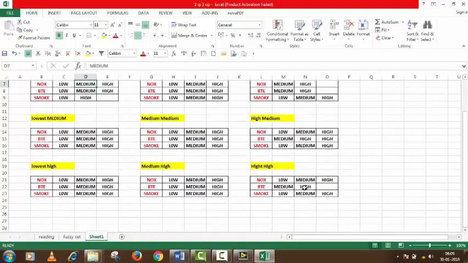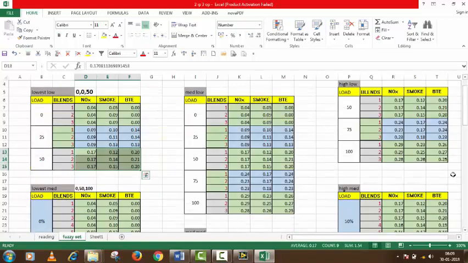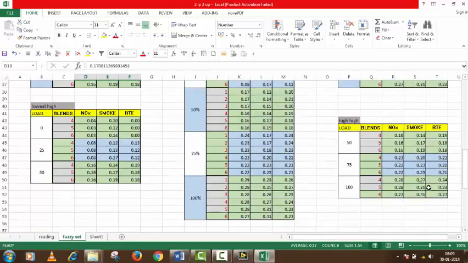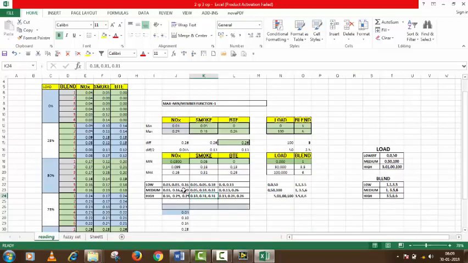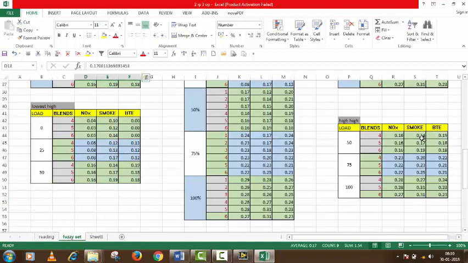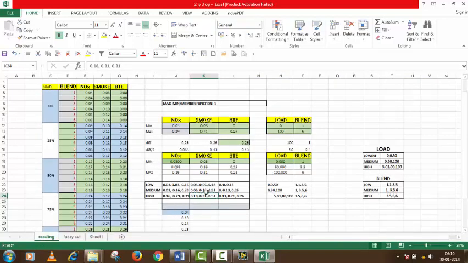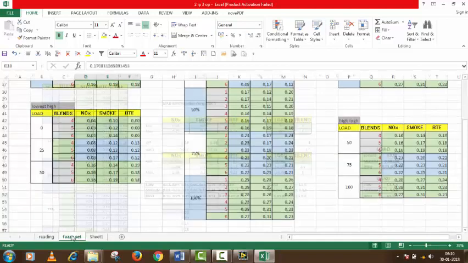Coming to here, the NOx value is 0.16, 0.27. I think it covers the 0.16, so low, medium, high will be there. Coming to smoke, the starting value is 0.14, maximum is 0.31. Smoke 0.14, yes, it covers all three.